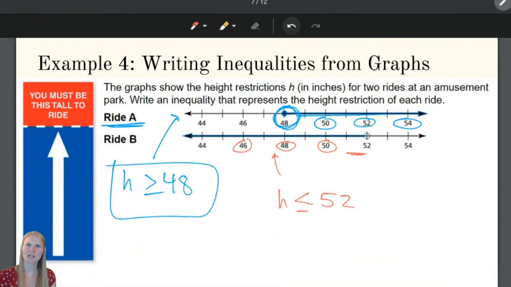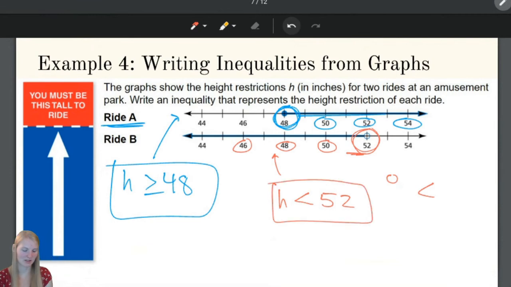Now, should I put a line under that? Is that less than or equal to, or is it just less than? Well, remember, if I look at the number I care about, that circle is open. So it means that I'm just going to have less than. No line underneath. Just less than. Okay. Woohoo! And there you have it. h is less than 52 inches.